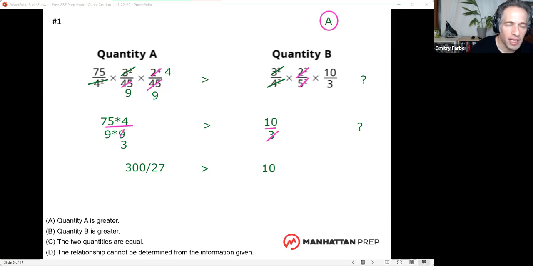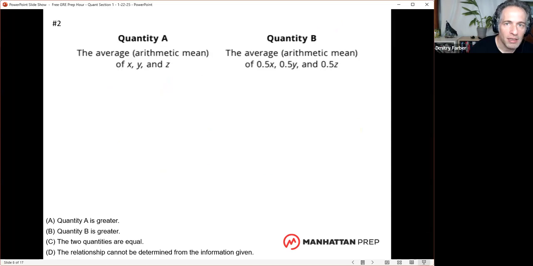Strategy wise, though, make sure you're getting rid of that D right away. Whereas here, maybe you pull this one. Here, I can't immediately get rid of D because I don't know what X, Y, and Z are. So I don't know that there's just one answer. So what do we get?